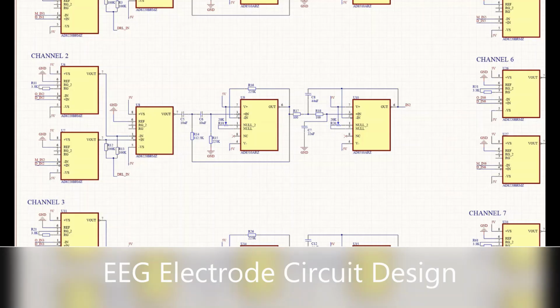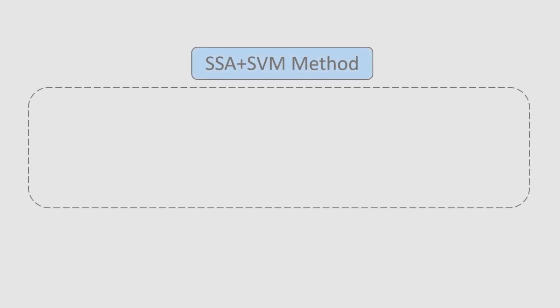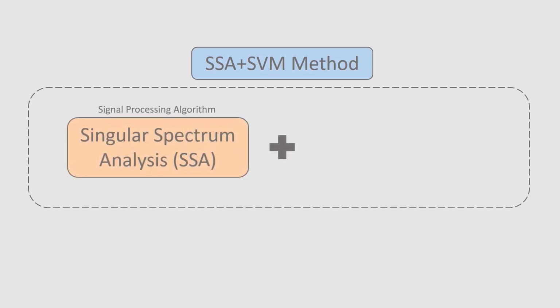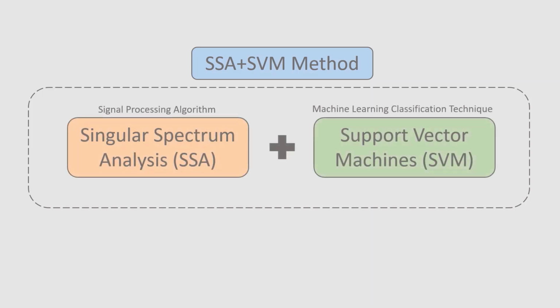To further process the signal and remove noise outside of the bandwidth, an EEG electrode circuit design has also been proposed. For the artifact removal algorithm, we have created a novel method which combines a signal processing algorithm called singular spectrum analysis with a machine learning technique called support vector machines.